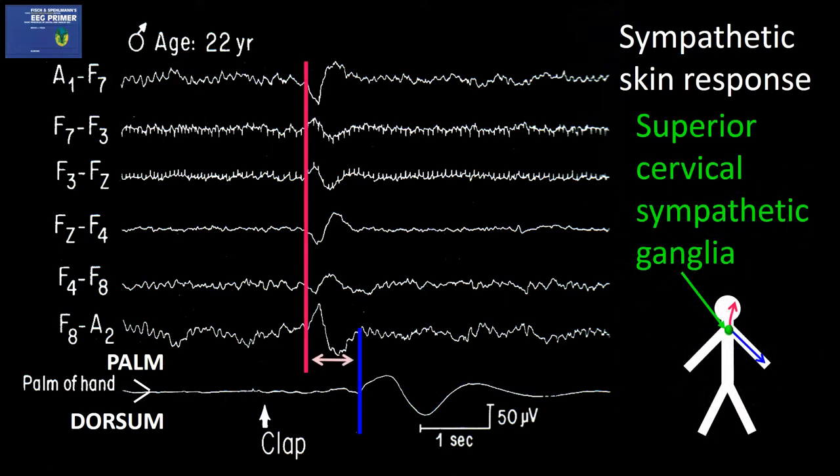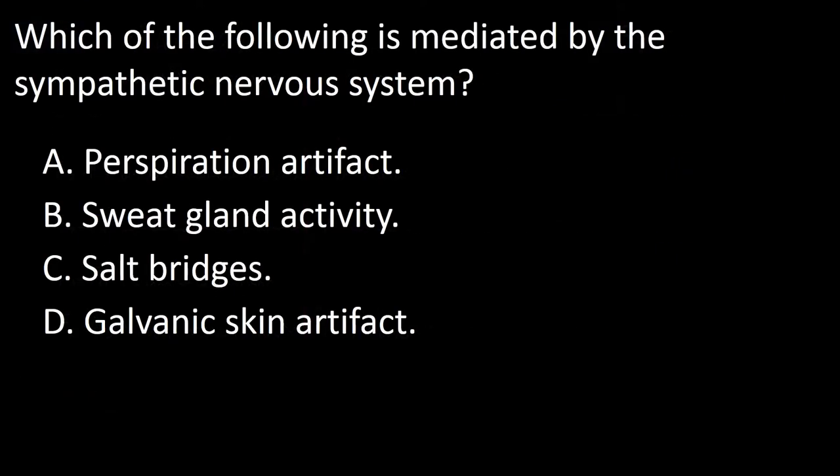As you can see, it occurs first in the scalp. The magenta lines are showing you the onset in the scalp, and later in the arm, the blue lines are indicating when it starts in the hand. You can see that there is a difference of about half a second between the scalp and the hand, initially occurring in the scalp and then in the hand. The delay is because the response is mediated through slow conducting unmyelinated cholinergic sympathetic fibers arising from the superior cervical ganglia, and therefore there is a shorter distance from there to the scalp than there is to the palm of the hand. So the answer to this question is D.